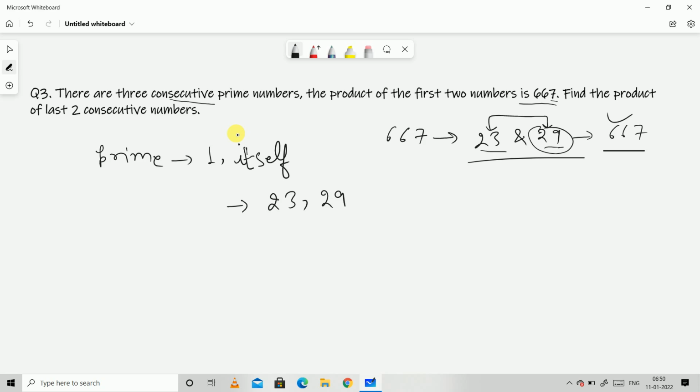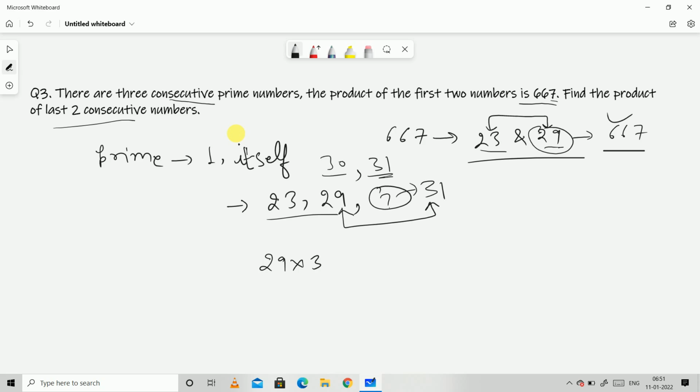Now it is asking you the product of the last 2 consecutive. So we found out the product of the first 2 consecutive. Now the last 2 consecutive means 29 and the third prime number, that we still don't know. So we can find out the next consecutive prime number, isn't it? It can't be 30 because 30 is a composite number. 31 is a prime number. So therefore my next consecutive prime number is 31. So what will be the product of these last 2 consecutive prime numbers? You will simply find the product of 29 and 31.